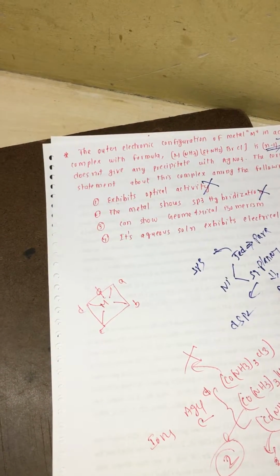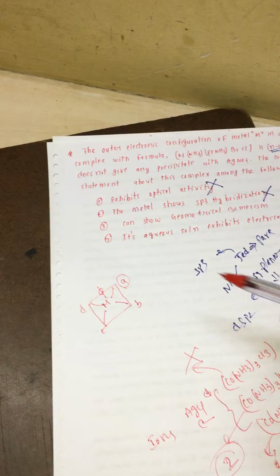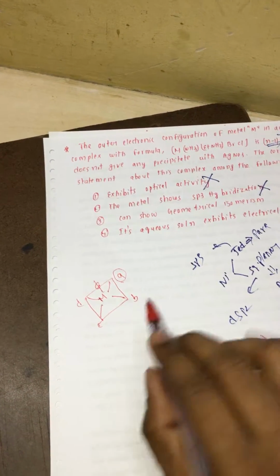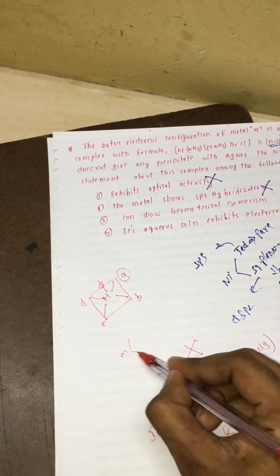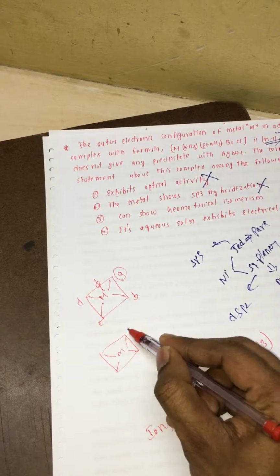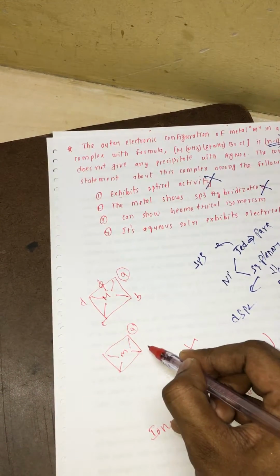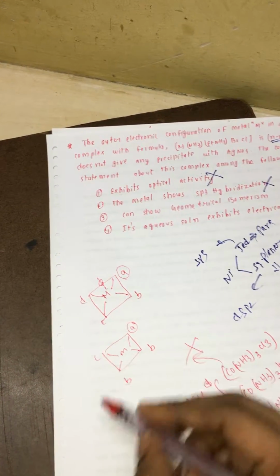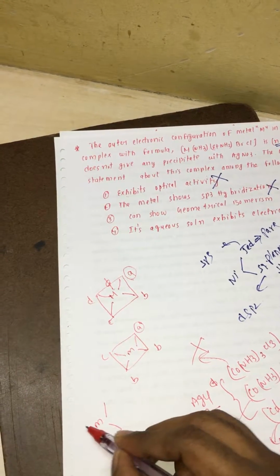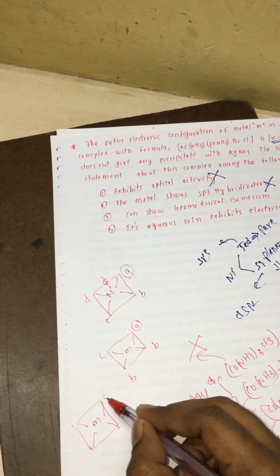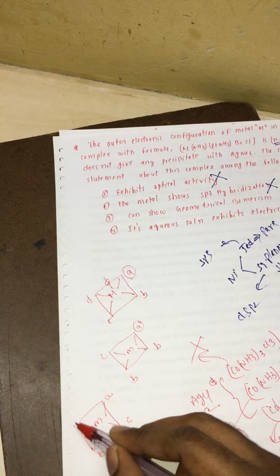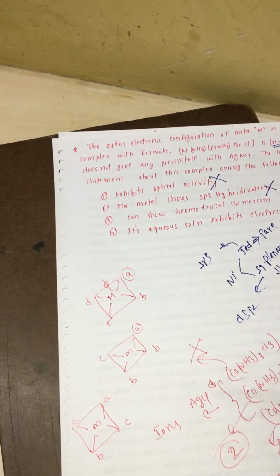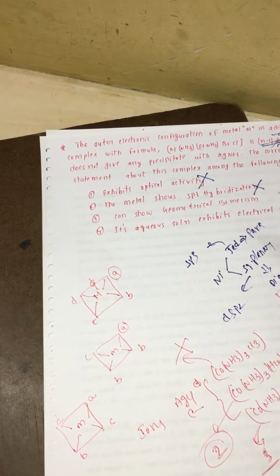So now we'll keep one ligand constant, and we will exchange the remaining ligands. This is one isomer, sorry, and we'll keep A constant here. Now D, B, C, and another one is A, C, B, D. So like this, it shows 3 geometrical isomers. So the correct answer is this one.